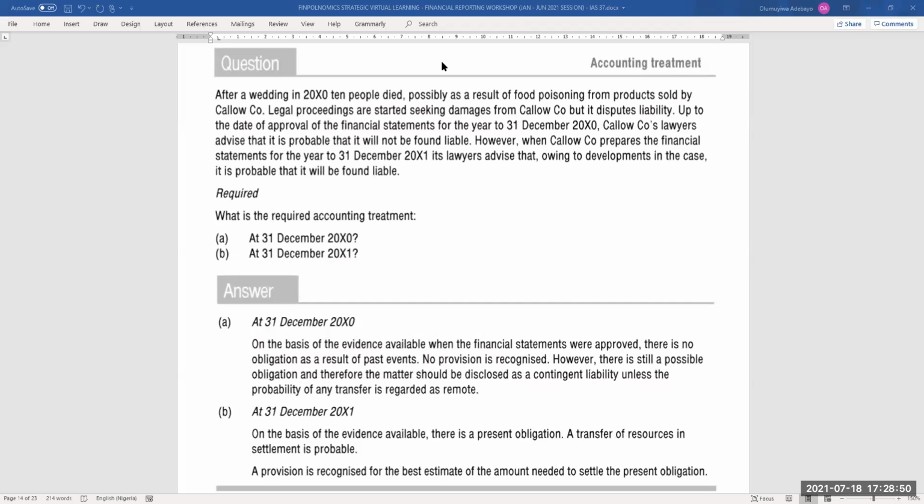As at 31st December 20X0, on the basis of the evidence available when the financial statements were approved, no provision is recognized. However, there is still a possible obligation, and therefore the matter should be disclosed as a contingent liability unless the probability of any transfer is regarded as remote. As at 31st December 20X1, on the basis of the evidence available, there is a present obligation. A transfer of resources in settlement is probable. A provision is recognized for the best estimate of the amount needed to settle the present obligation.